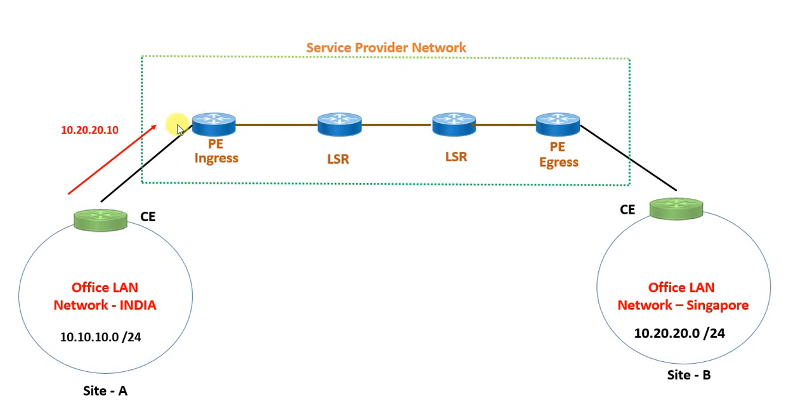Once this IP packet enters this particular router, the provider edge router, the MPLS operation starts. When the IP packet enters the MPLS network through this router, this router is called the ingress router. And when the packet goes out of the MPLS network from this particular router, it is called the egress router.